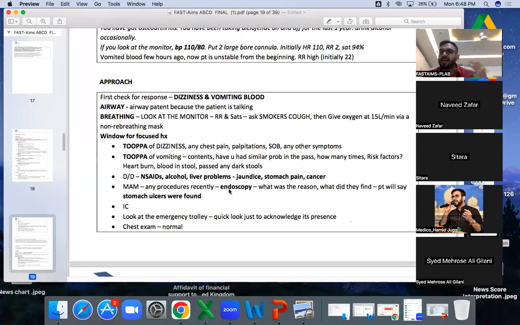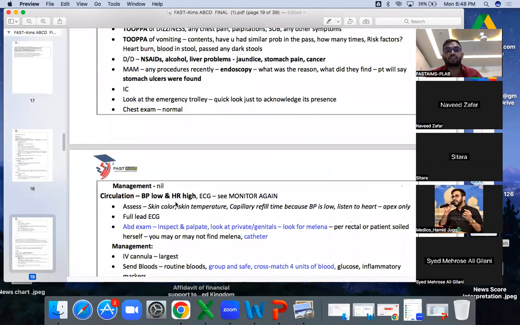And you will be asking a few questions related to his history. Actually, this is a patient with stomach ulcers, and there will be some problem. He may be using NSAIDs or anything like that, so you will be ruling that out. And after that, in the history, you will find nothing in the breathing, only maybe oxygen is low, and if asked about COPD, you will give oxygen.